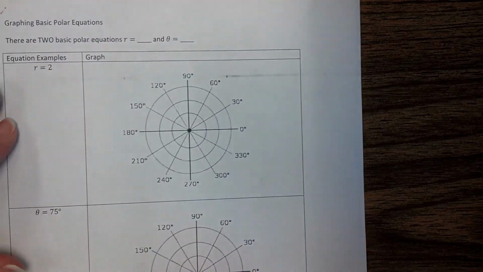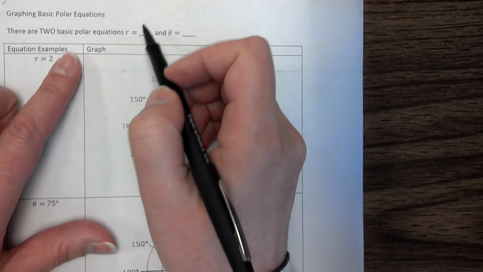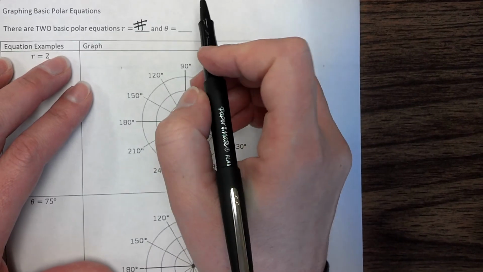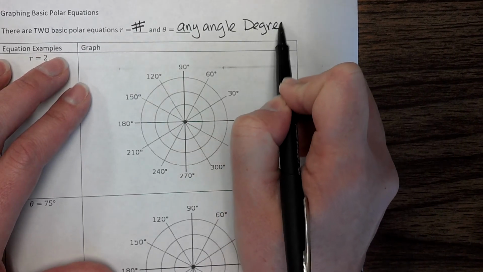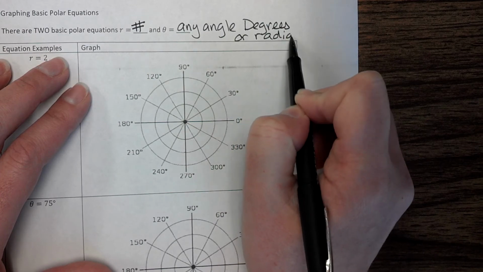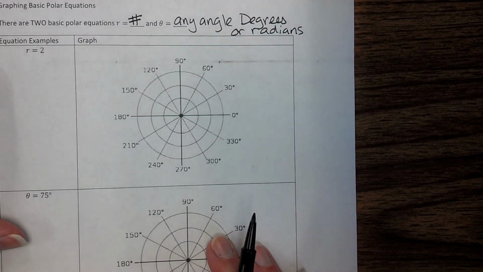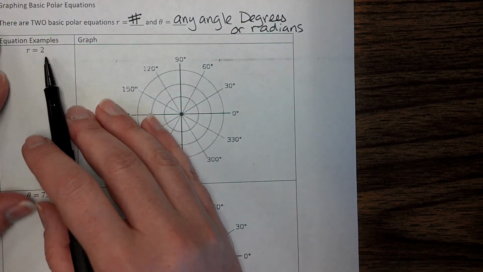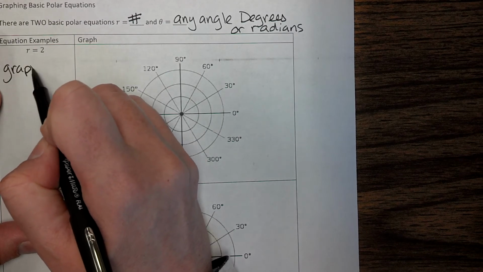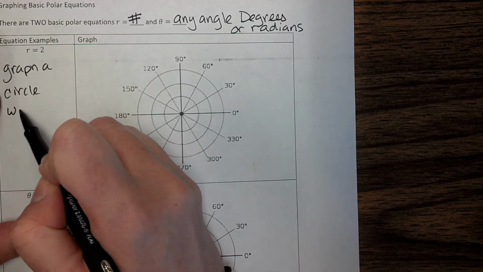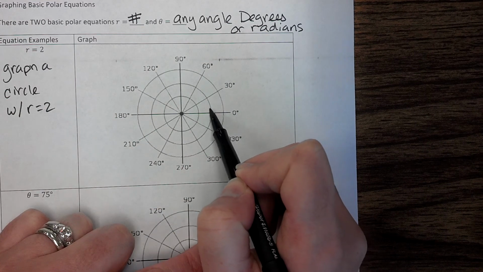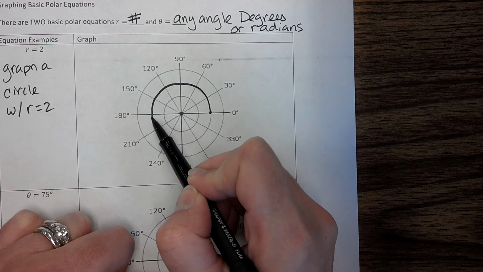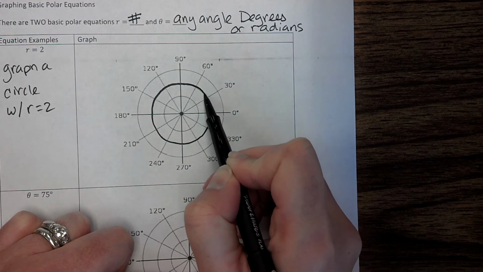Last page, the 2 basic graphs. So there are 2 basic polar equations. R for our radius is going to equal any number. And theta is going to be any angle, and it could be in degrees or radians. It doesn't matter. Alright, so our first graph, the radius equal to 2. So basically all you're doing is you're going to graph a circle with the radius equal to 2. So I find 2 on my polar coordinate, and I have to graph the radius equal to 2 all the way around. Since I didn't specify an angle, it goes through all of the angles.